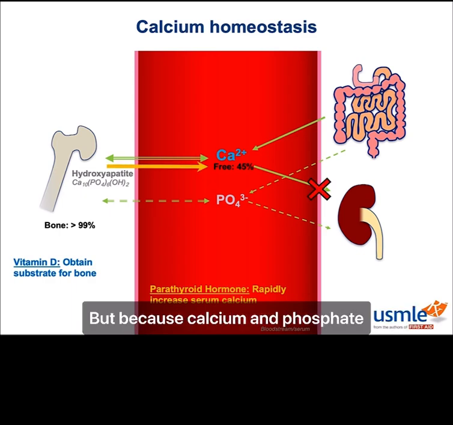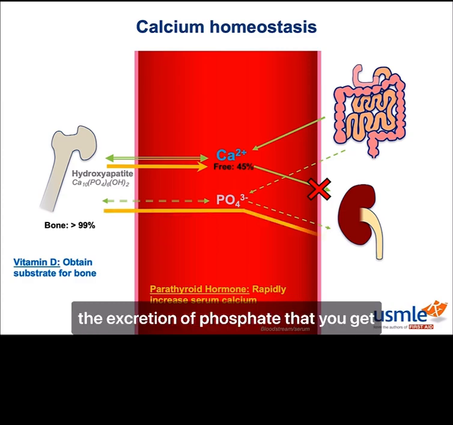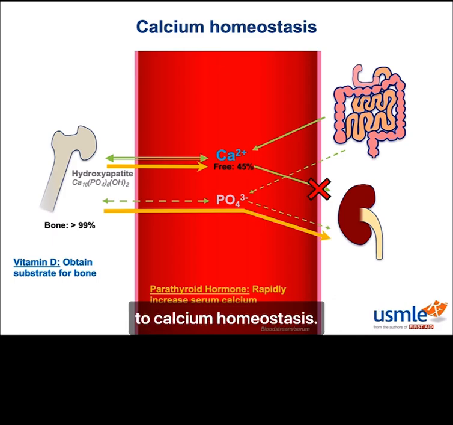But because calcium and phosphate are both released, parathyroid hormone's secondary function is to increase the excretion of phosphate that you get from the breakdown of hydroxyapatite. It's a bit more complicated than that, but it's helpful to know the general gist of how each hormone contributes to calcium homeostasis.